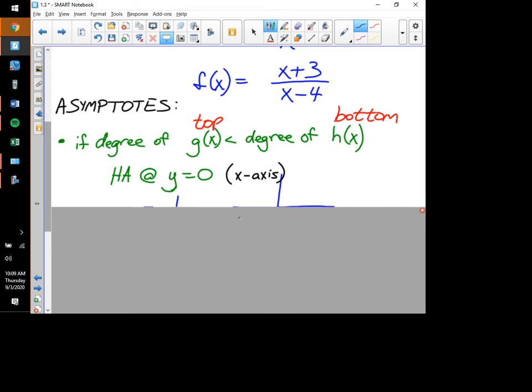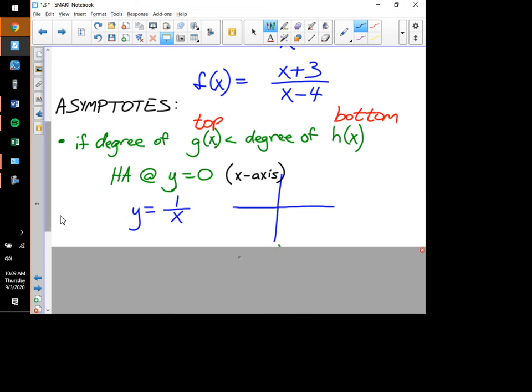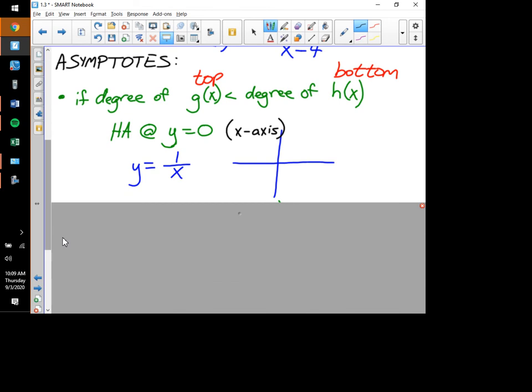Okay, second possibility here. Oh, I'm sorry, I wanted to do just a quick little talk about this. So y equals 1 over x is an example of what we're talking about. The degree of our numerator is 0 because it's a constant. The degree of our denominator is 1, that's a linear function, so that meets this criteria. So, as we said, we have a horizontal asymptote right here at the x-axis. We'll talk more about vertical asymptotes in just a minute, but for now, that is just the y-axis, and that is why this graph tends to look a little something like this, having that horizontal asymptote right there at the x-axis.